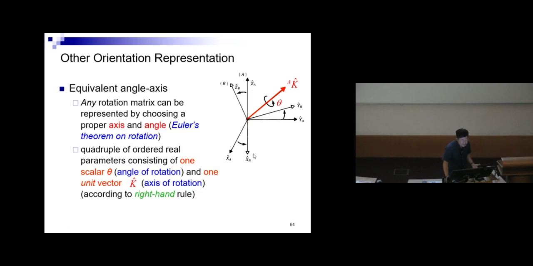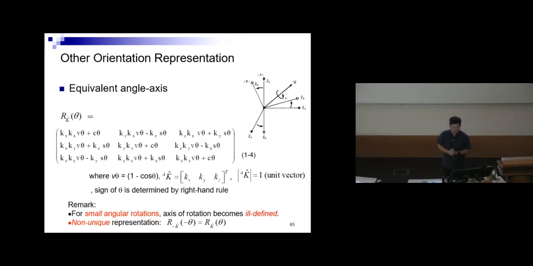The 4 real-number parameters consist of the scalar theta, which is known as the angle of rotation, and 1 unique vector, k hat. Usually when we indicate a unit vector, we put a hat over it. So when you look at the notes, if you see a hat there, it's the representation of a unit vector. Make sure you read in context. This is the axis of rotation, and in all cases, this is according to the right-hand rule.